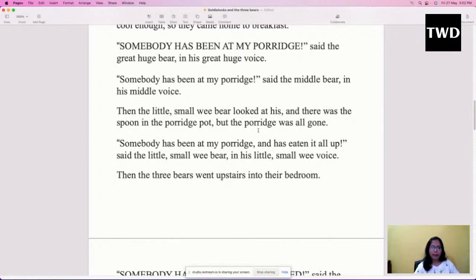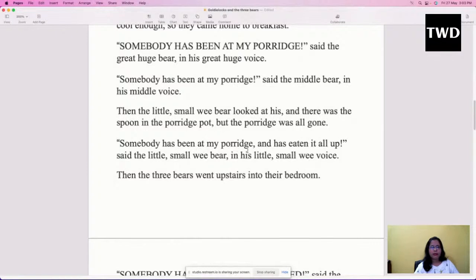Yes. So what happened here? The little bear, when he saw that the other two bears did not have their porridge inside their pot, then he looked inside his pot, and he got to know that there was no porridge left in his pot.